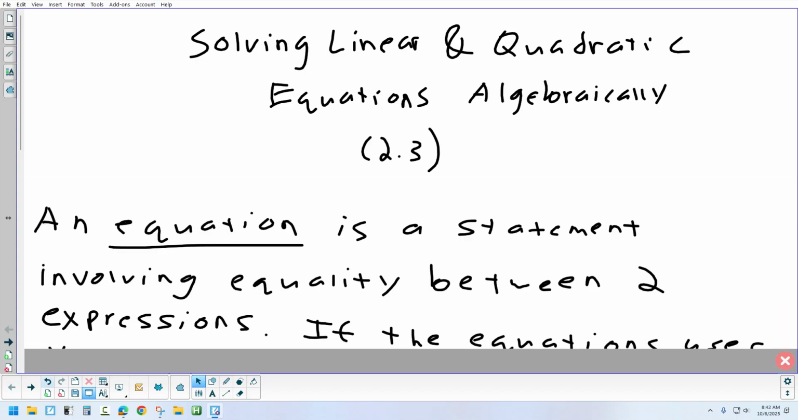Okay, so first, just a reminder, what makes something an equation? Well, it has to have an equal sign. Anything that has an equal sign in it is an equation. On each side of the equal sign, you have to have an expression. So, for example, that's a numerical expression. That's an algebraic expression. Anything with a letter is algebraic. Put an equal sign between them. There you go. Now you have an equation.